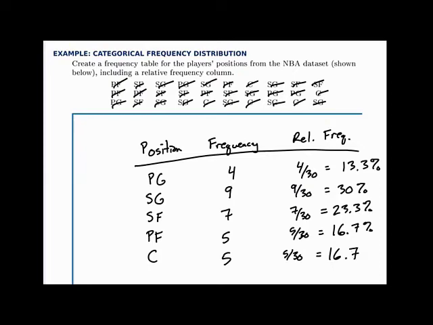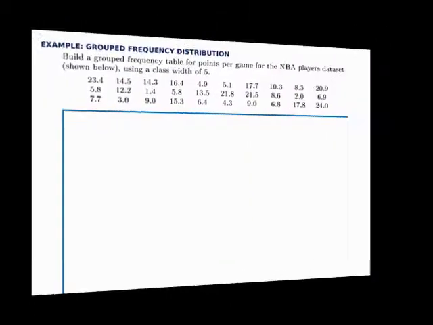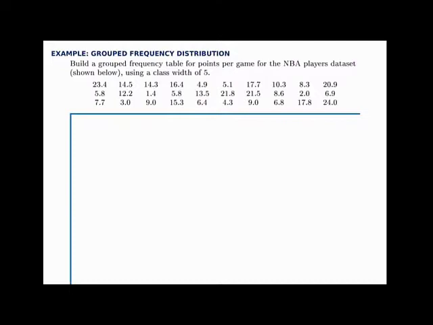So again, a frequency table is pretty easy to construct. All you have to do is count how many fall into each category. And in this case, the categories were the positions of the players. Here we're going to build a grouped frequency table using the data set of NBA players with their points per game shown below. So we have 30 values ranging from 1.4 up to about 24.